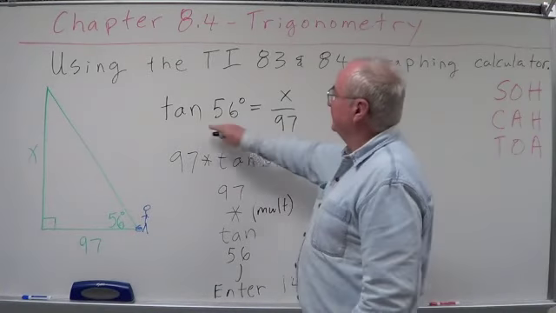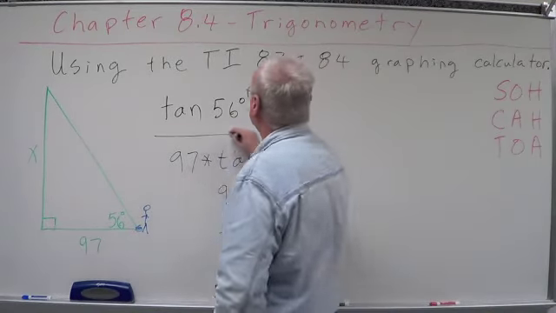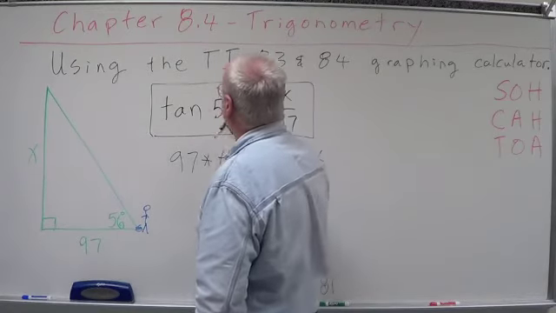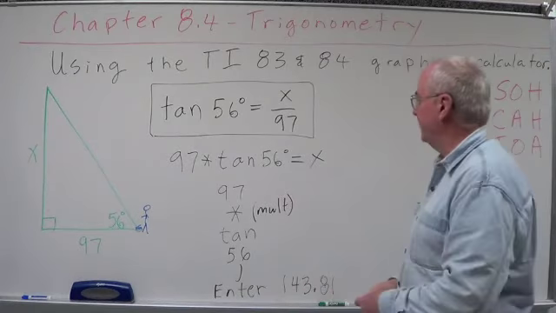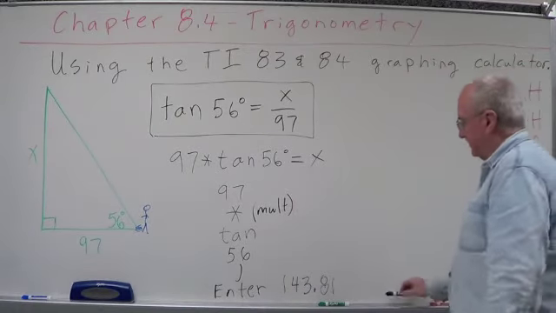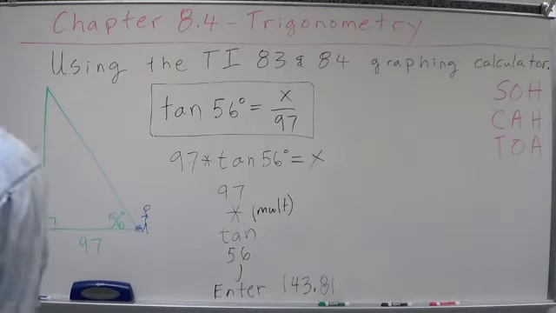We do our original math to get x by itself, and then this is what we would put in to actually get what x equals. Okay? Let's do another one, and we'll do cosine this time.